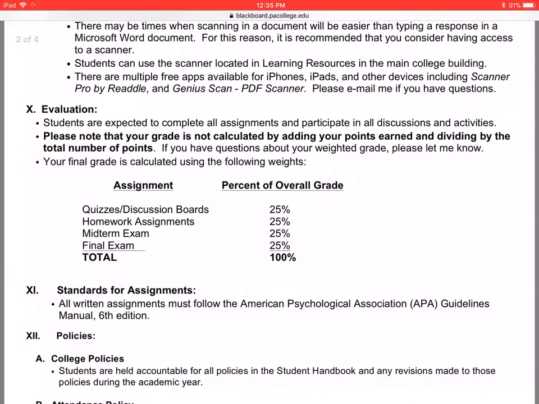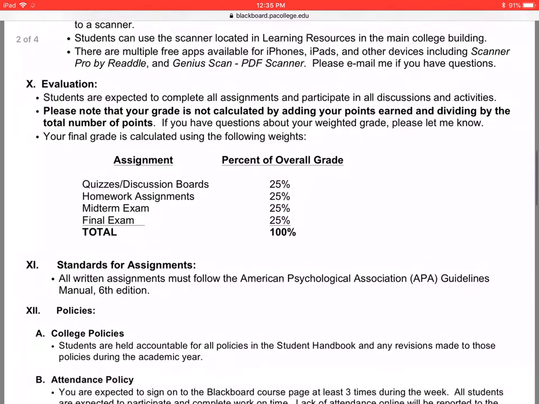This course will be evaluated in 4 different sections: quizzes and discussion boards, homework assignments, midterm, and final exam, and they will all be worth 25% of your grade.